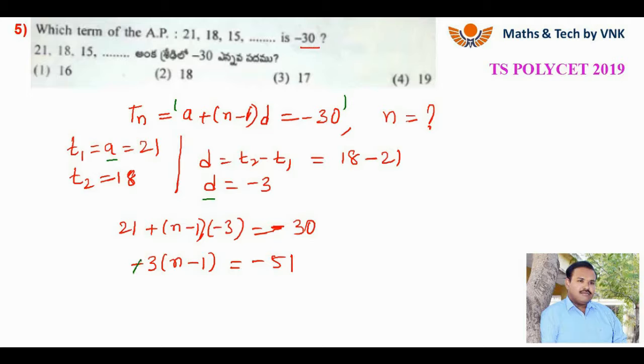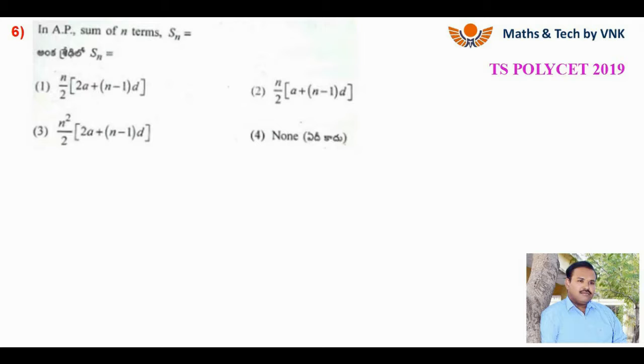So minus minus get cancelled. 3 17s are 51. So n minus 1 is equal to 17, which is nothing but n is equal to 18. So the correct option is 2.